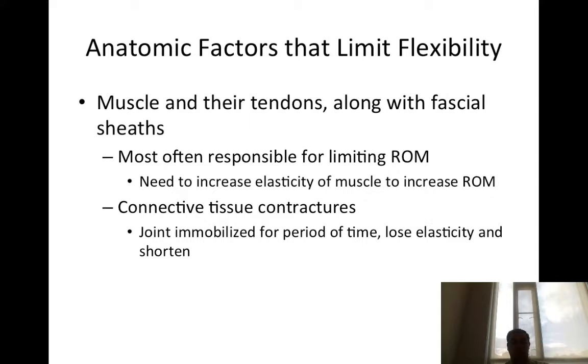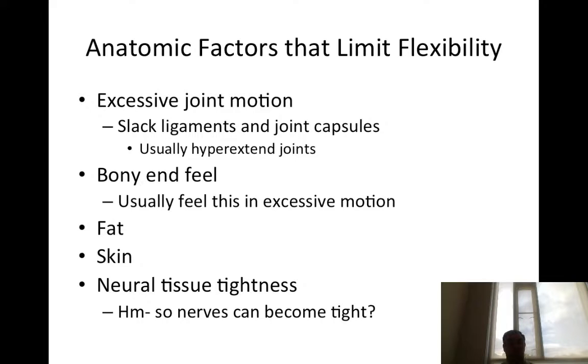That elasticity is shortened. And maybe that joint, my spine, is actually sitting like this, and maybe I can't rotate from one side to another, right? This is actually the most responsible factor for limiting range of motion. So we need to increase elasticity of muscle to increase range of motion. Joints immobilized for a long period of time, or even a short period of time, lose elasticity and shorten, right? So if you're in a sling or a knee immobilized or whatever it might be, you're going to lose some motion. Excessive joint motion or hypermobility, right?